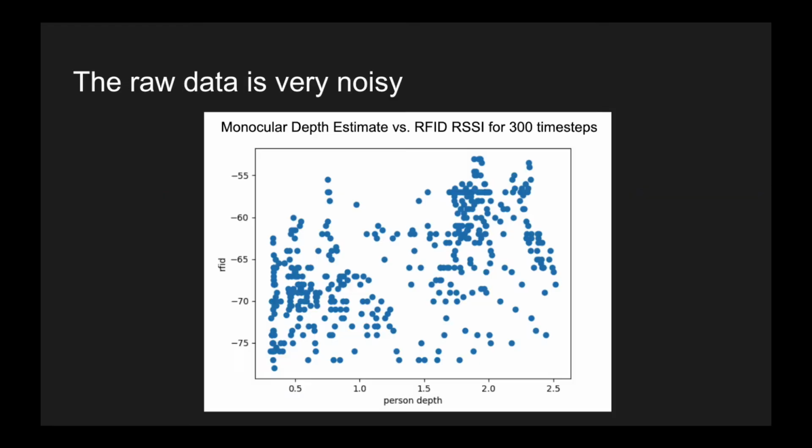After collecting video and RSSI measurements for several trial runs, we saw that our data was very noisy. In this plot, we can see that in the raw data, a given depth estimate can correspond to many different RSSI values. This is clearly an issue if we intend to match the RSSI values associated with tags to the monocular depth estimates associated with people.